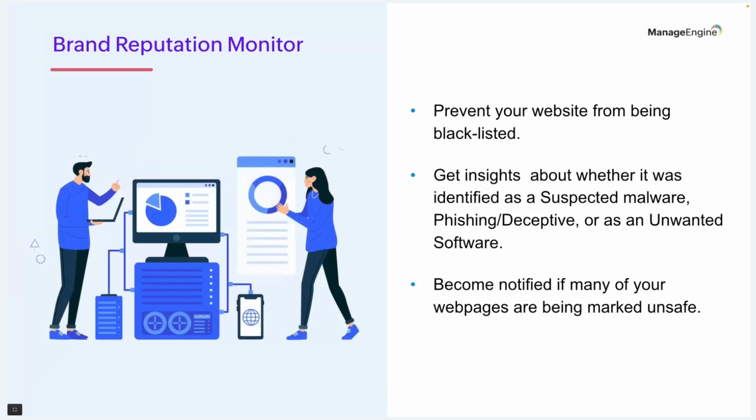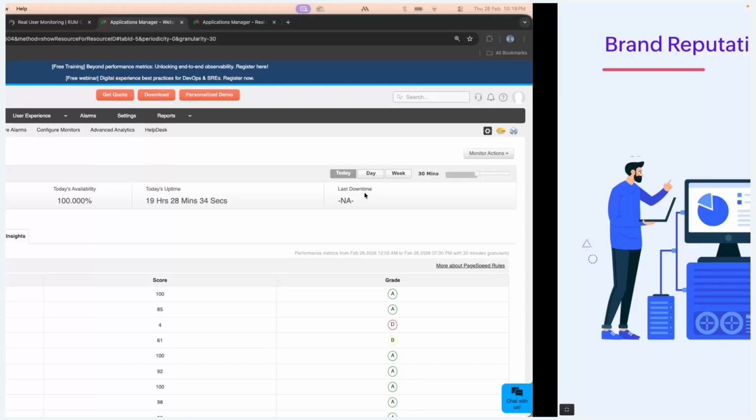Moving on, we have brand reputation monitoring. As the title suggests, this helps you maintain the reputation of a particular website. This monitor will track and ensure that your brand reputation is maintained by preventing your website from being blacklisted. You will get insights whether the website is identified as a suspected malware, phishing, or deceptive, or as an unwanted software. You will get immediately notified if any of your web pages are marked unsafe. So let us see how brand reputation monitor works.